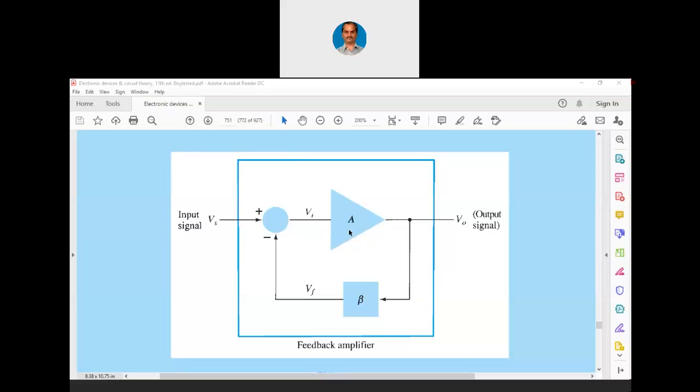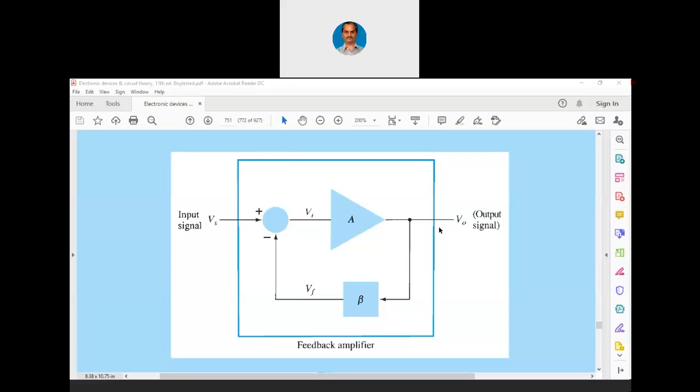Now A is also called the open loop gain, because without the feedback, it is an open loop. Once you connect a feedback, we are creating a loop for the signal to come back. So A is also called the open loop gain. Now our effort will be to find out the closed loop gain. Means when we apply the negative feedback, to how much extent the gain is going to get reduced, that we are going to see now.